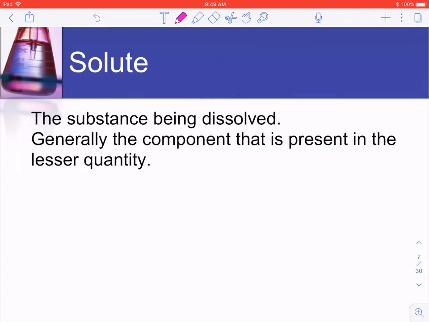Now, obviously it doesn't really disappear chemically or physically, but it might look like it goes away. So for instance, if you dissolve salt in water, that salt doesn't look like a solid anymore. It's mixed in with that liquid. So the solute is that thing that's being dissolved.